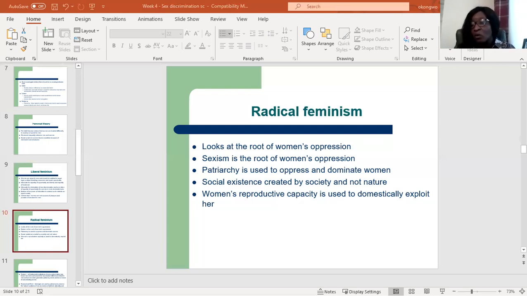The fact that a woman bears children does not mean that she cannot have dreams or pursue a career. It does not mean that she cannot work or earn a living, or that she has to be dependent on her husband, thereby making her vulnerable to whatever he decides to do to her. So a woman's reproductive capacity should not be a tool to exploit her.